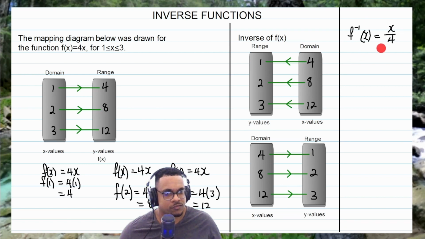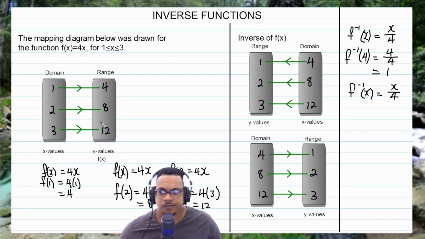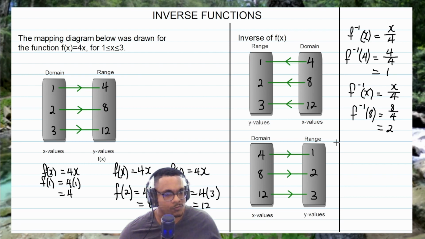So let's check and see if our inverse function, x divided by 4, will give this mapping. So first up, we have when x is equal to 4. So we have f inverse of 4 is equal to 4 divided by 4, which is equal to 1. So that means for the inverse function, 4 is mapped to 1, and we can see that here. Next up, we have when x is equal to 8. So we have f inverse of 8 is equal to 8 divided by 4, and that will give 2. So we've seen that 8 is mapped to 2, and we can see that here.